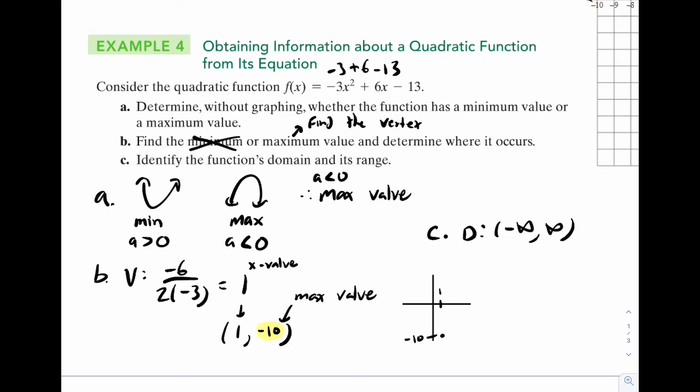And it has a max, which means it opens down. So you want to use that mental picture to get the range, because now you can see it's going to be negative infinity all the way to negative 10 inclusive.